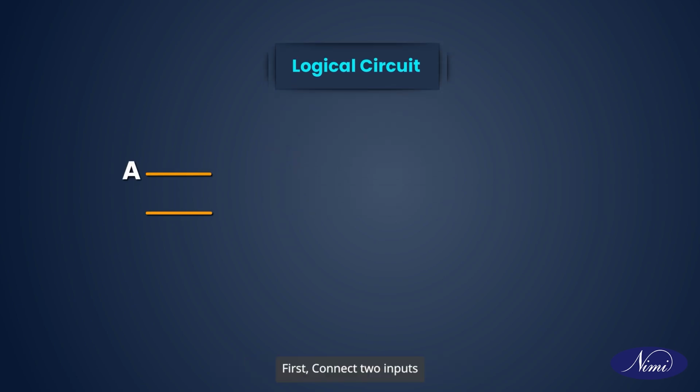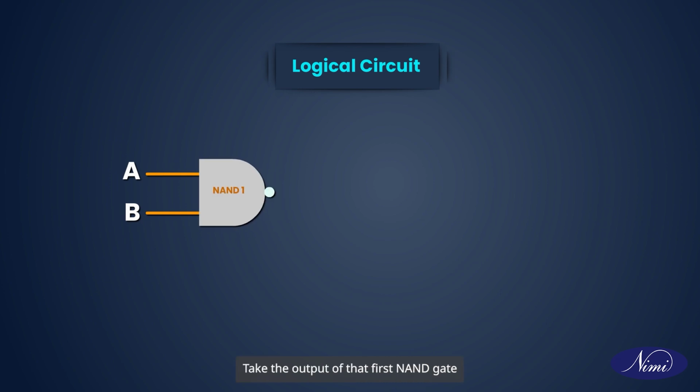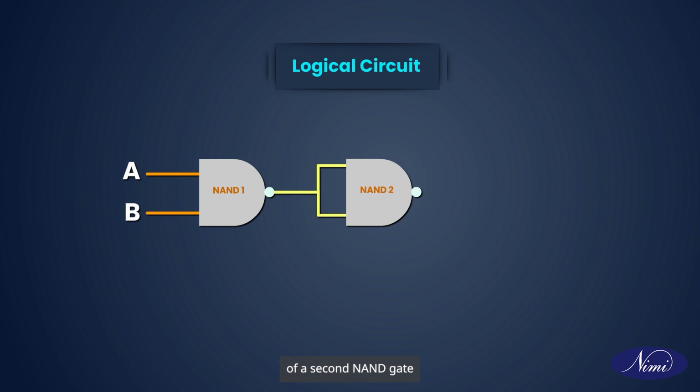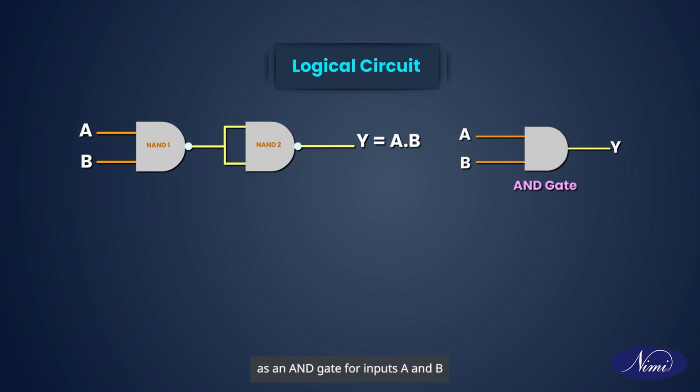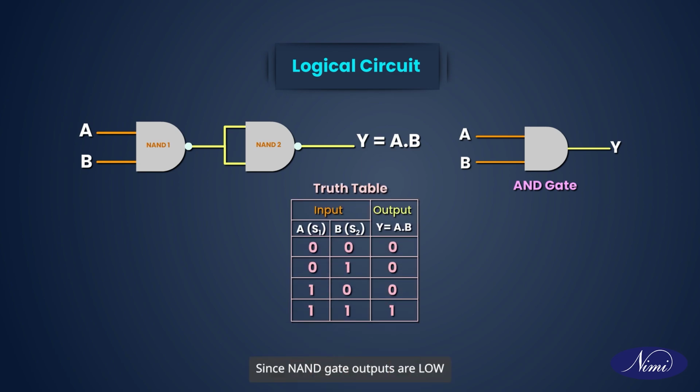First, connect two inputs A and B to a NAND gate. Take the output of that first NAND gate and connect it to the inputs of a second NAND gate. The output of the second NAND gate will now function as an AND gate for the inputs A and B. Since NAND gate outputs are low only if both inputs are high, connecting two NAND gate outputs sequentially results in a high output at the second gate only if both inputs A and B are high. This gives the same logic as an AND gate. Let us now look at the procedure.